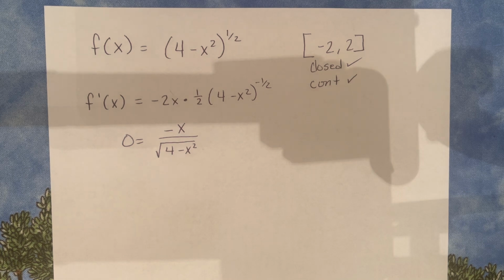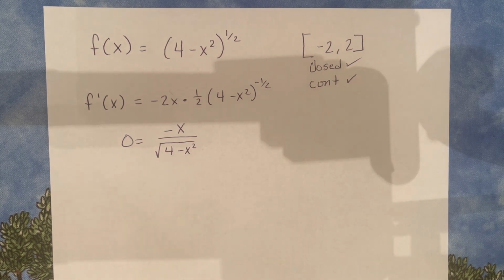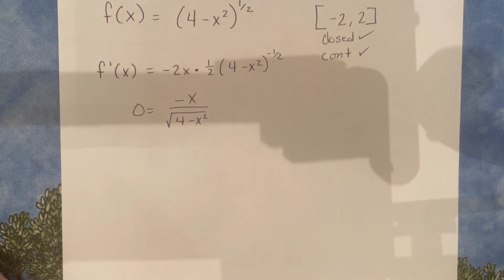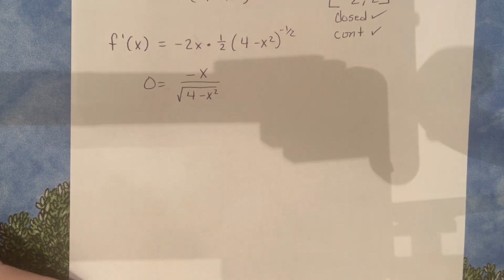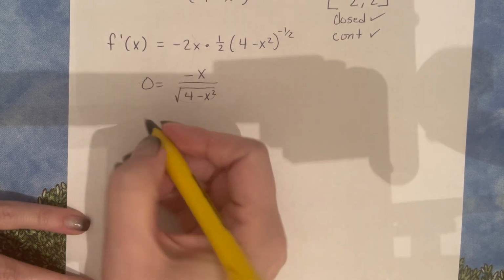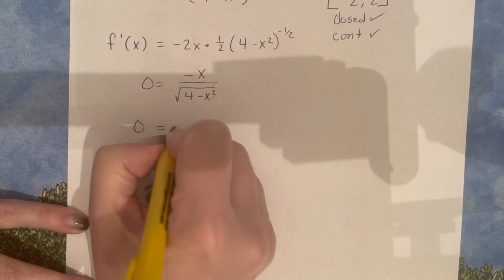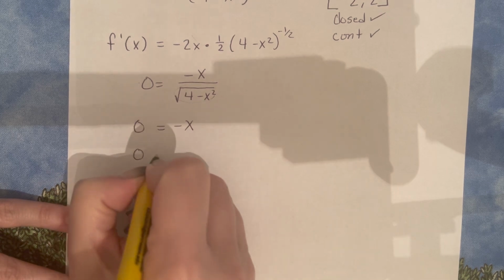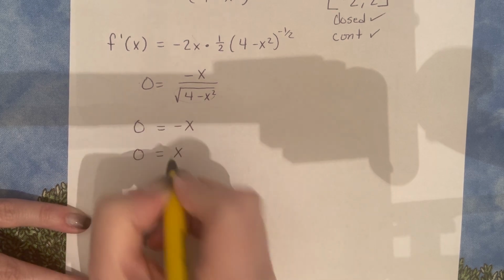And again, if you need to pause, please pause so you have time to think about what's going on. All right, so we're going to set this equal to 0. Well, I've already kind of done that. And then we're going to solve it. So in order to solve this, you're going to multiply this piece to the other side. It magically vanishes. You get x equals 0.